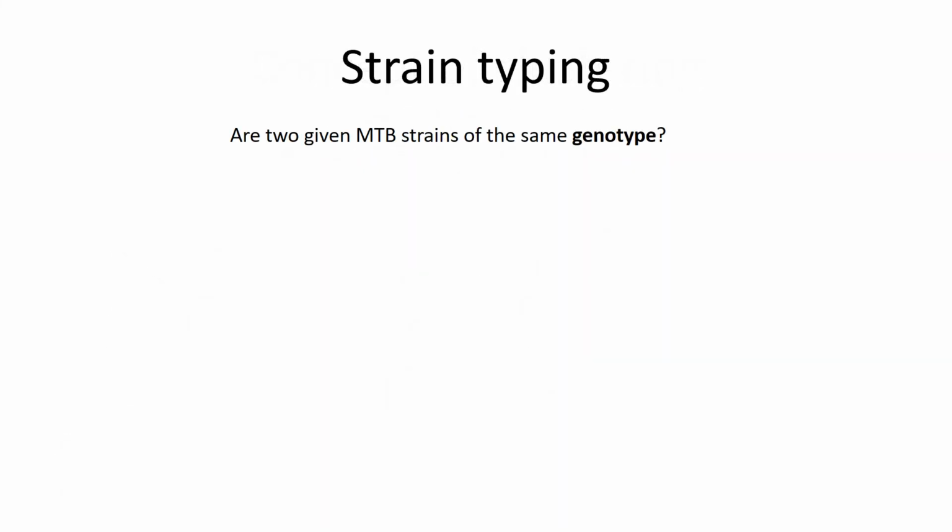Now, so far we have been talking about strains in code color, so the blue strain, the red strain, the yellow strain, and so on. But when we talk about strains, or when we perform strain typing, the question we are trying to answer is whether two given MTB strains are of the same genotype or not. And of course, with this question comes another question, which is, what does it mean to be from the same genotype?